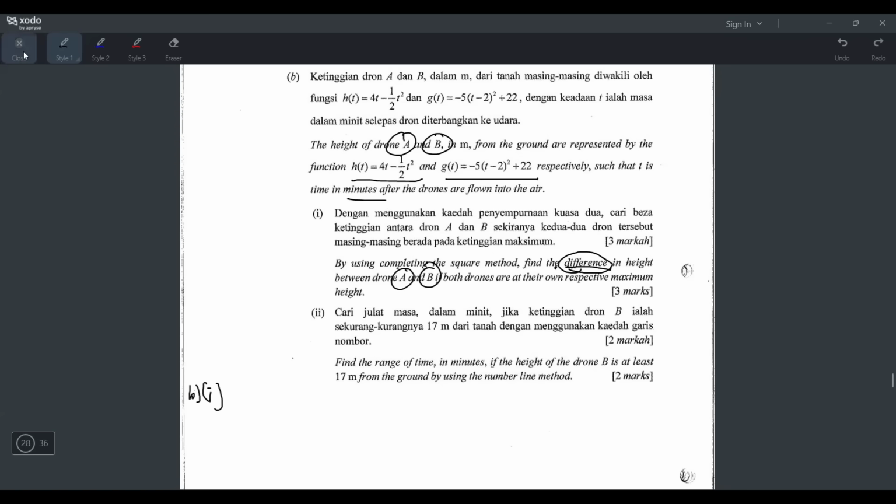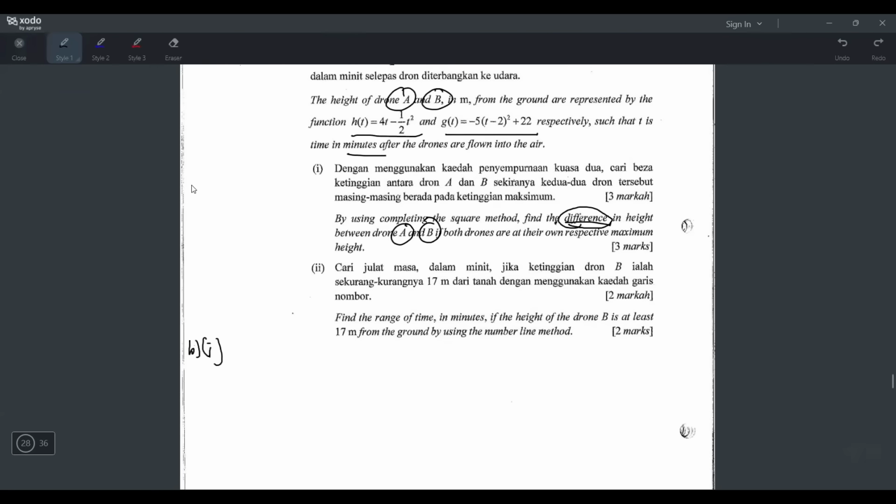So I cannot use the quick formula, negative b over 2a. There is a quick way, right? With this formula you can straight away find the x coordinate of the turning point and then substitute into the function to get the y coordinate. But you cannot do that because they already said use the completing the square method. So let's write down the first function for drone A.